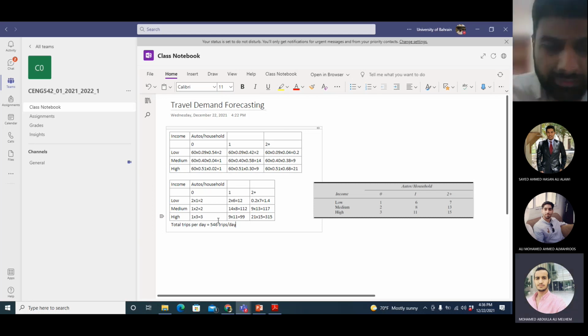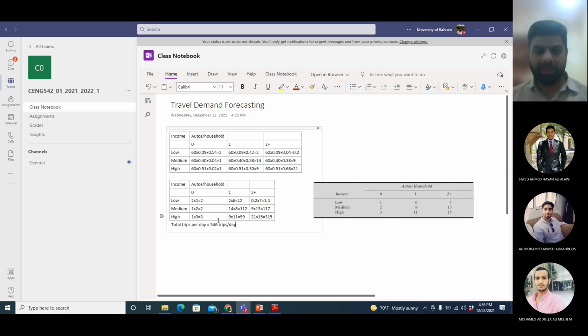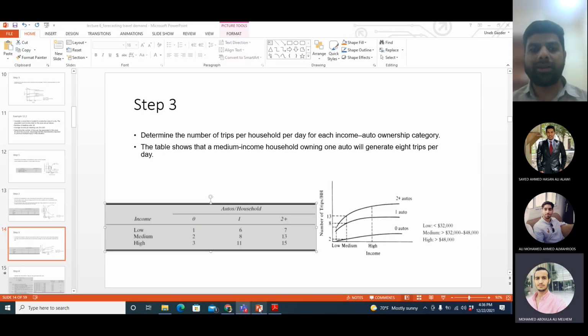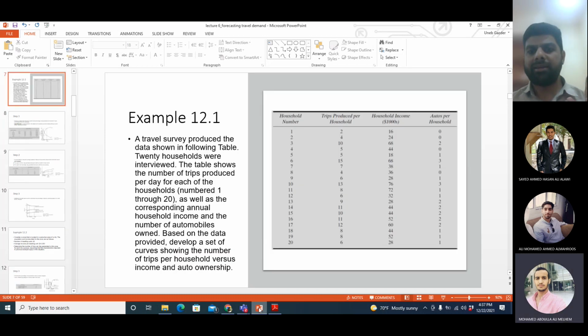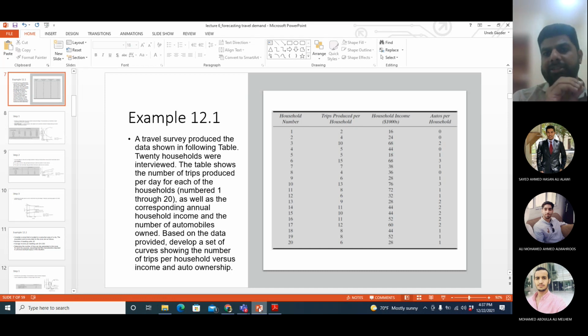Now let me summarize what we have done up till now. Because it was one example, it should have been completed in one lecture. We couldn't do it. First of all, they collected sample data from 20 households. From the sample data, they found for each income category and car ownership, what is the percentage distribution of car ownership? So for low income, how many people have 0 cars? How many have 1 car? How many have 2 plus cars? Then same thing for medium, same thing for high, from the sample data.